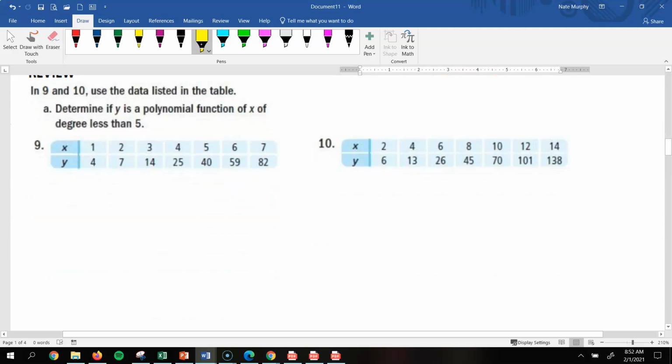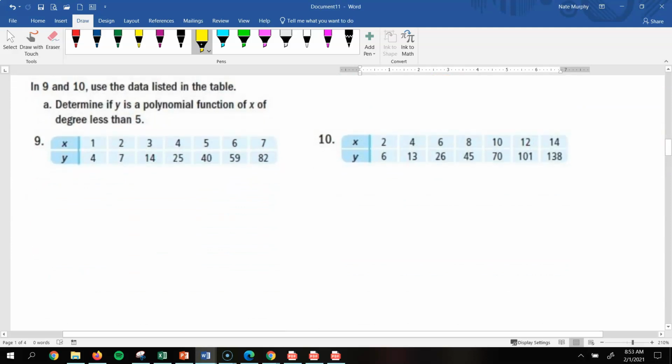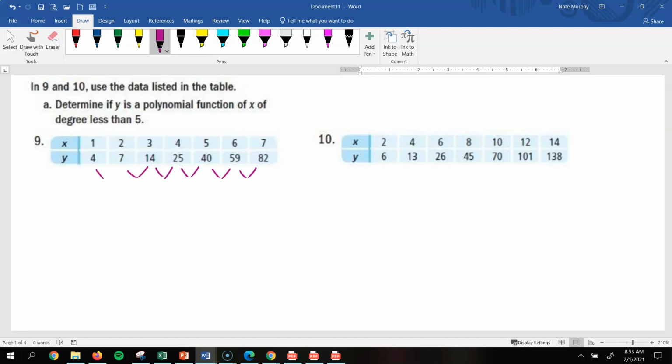All right, so let's look at 9 and 10. So we want to determine whether we have a polynomial that can be represented that's got less than a degree of 5. And so when you're doing these problems, remember, I would highly recommend using a calculator, even for some of them that might be simpler, just because you don't want to make any little mistakes. So what we're going to do is find each of these differences to see if they're all the same.